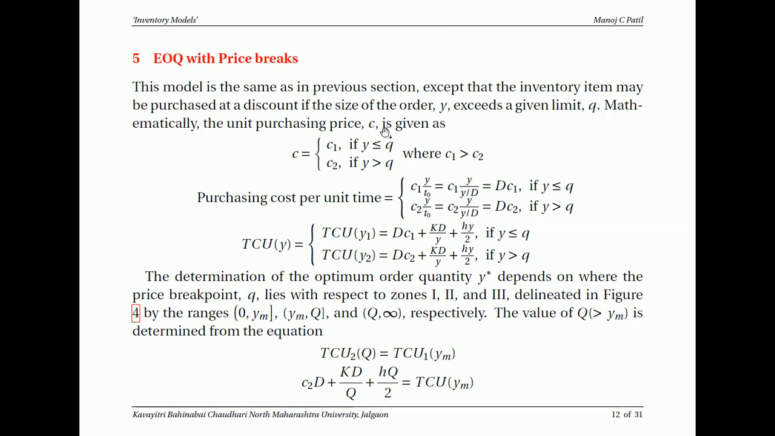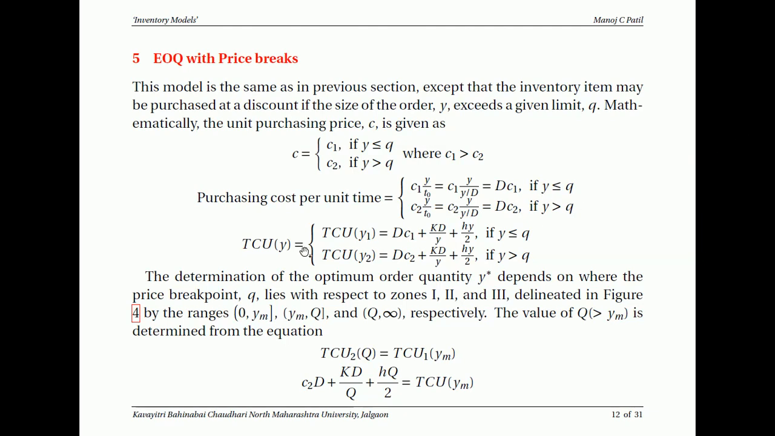Consider Q is the price break. If we order Y less than or equal to Q, then the purchasing price per unit is C1, and if you order greater than Q, then the price is C2. Okay, the purchasing cost per unit time can be calculated by D multiplied by C1, or D multiplied by C2.